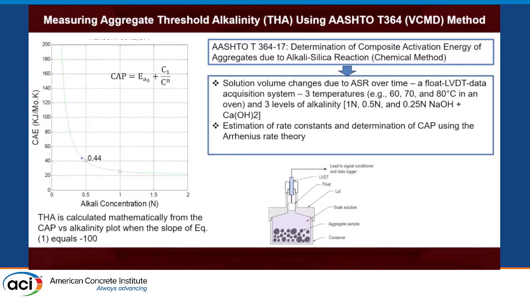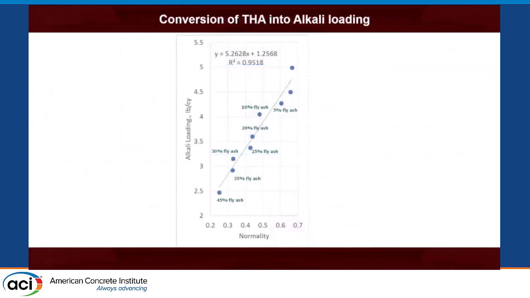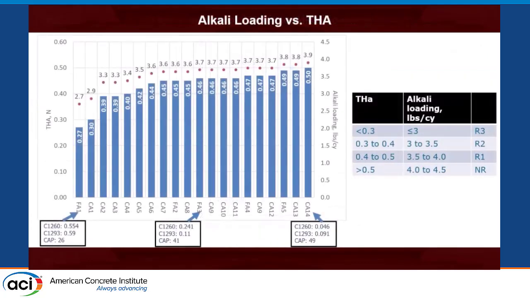This test is, of course, not a very simple test. It needs very specific instructions. So we did that test on several aggregates, and you see the results here. The left side is very highly reactive fine aggregate, with expansion values of 1260 and 1293, and our CAP best is given there. As you go to the right side, the reactivity is decreasing and the threshold alkalinity is increasing.